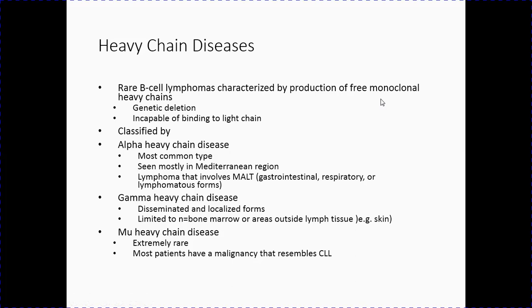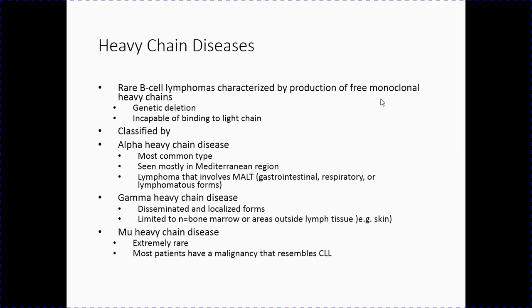Heavy chain diseases get classified by the type of heavy chain that gets produced. If you're producing alpha heavy chains, this is the most common type, seen mostly in the Mediterranean region, and it manifests as a lymphoma that involves the MALT, the mucosal associated lymphoid tissue. That's the GI and respiratory lymphomatosis forms.